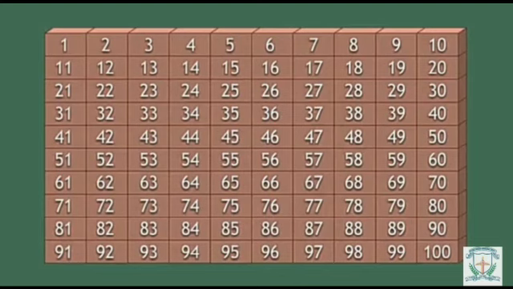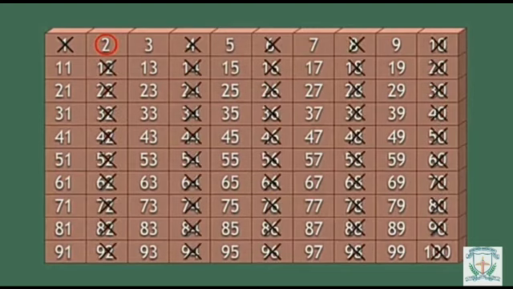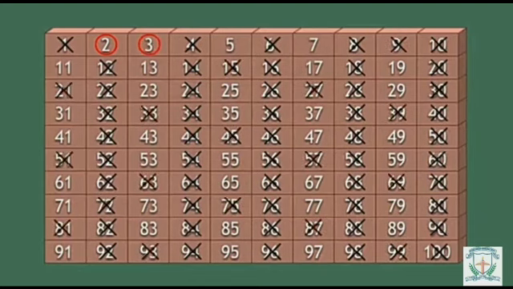Use a number grid from 1 to 100. Since 1 is not a prime number, cross it out. 2 is a prime number, so encircle 2. Cross out the multiples of 2 as these are all composite numbers. 3 is also a prime number, encircle 3. Cross out the multiples of 3 as these are composite numbers.